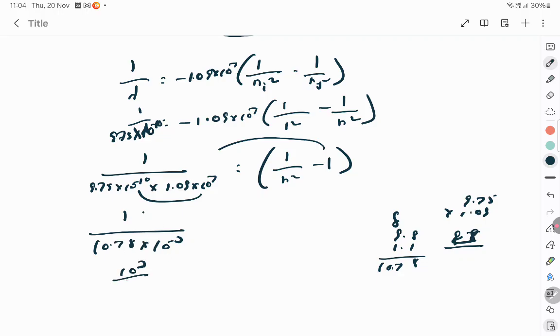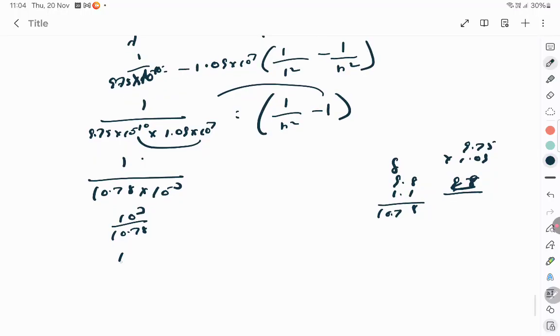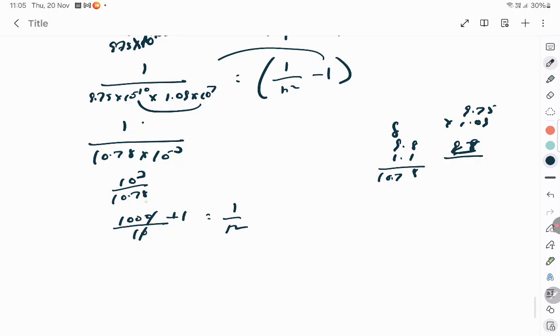When this goes up, it's 10 to the power 3 by 10.78. Can I approximate this to 1000 by say 10 for now? Okay. For now. So I get this one to that side. 1 by n square. I wish it was 107. Let's consider this as 11. Okay. So a 10 divided by 11. What is it? 1000 divided by 11. Okay. 11 9s are 99. So is it 9.9? Yes. This itself is 9.9 into 10 to the power.